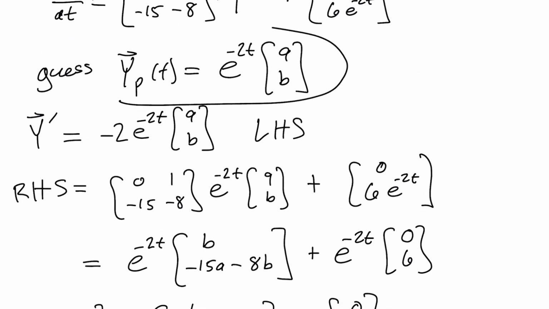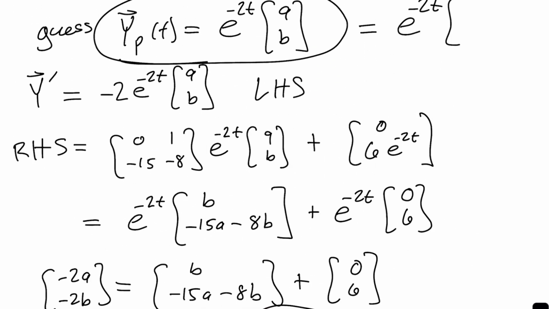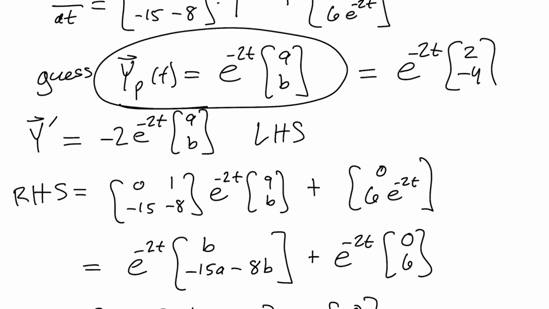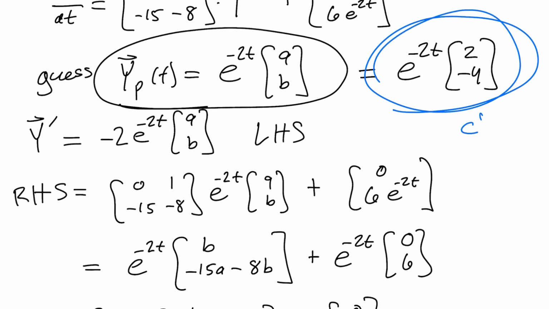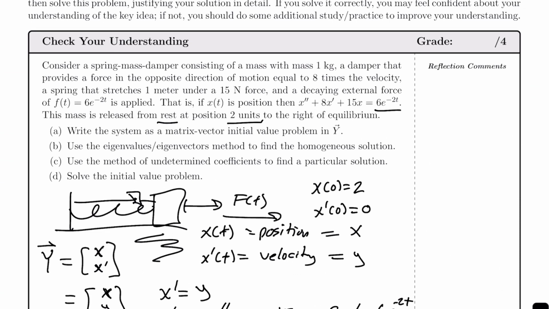write down the particular solution right here as e to the negative 2t times a, b, and a is 2 and b is negative 4. So 2, negative 4, that is my answer to part C. And finally, the last question says solve the initial value problem. Well, we know that the general solution is the sum of the homogeneous and the particular solution. So we've done B and C, we've constructed the particular, we've constructed the homogeneous.